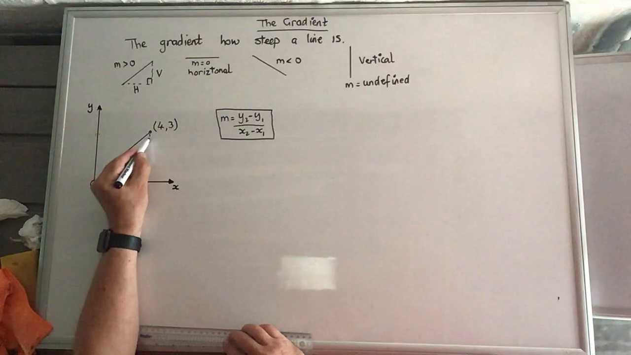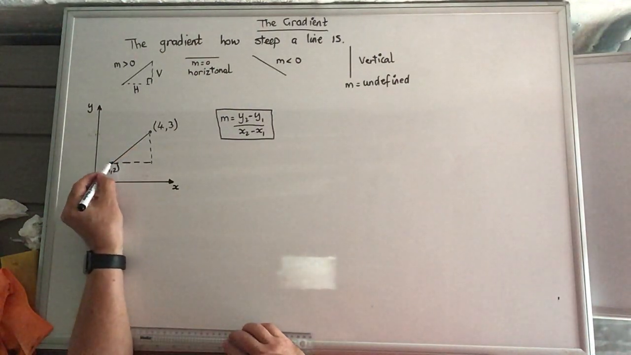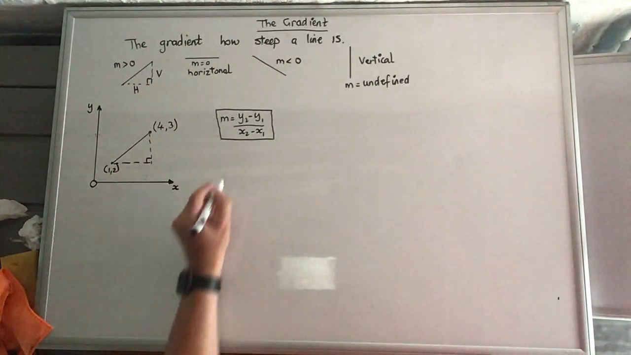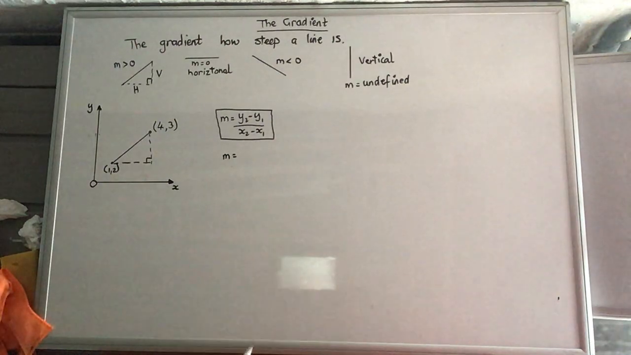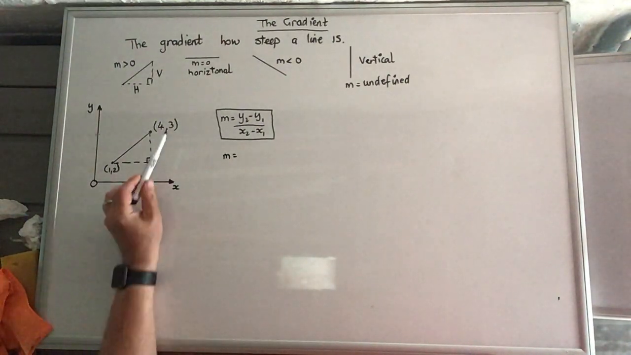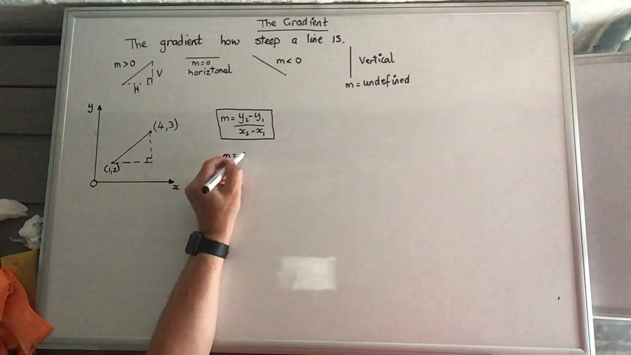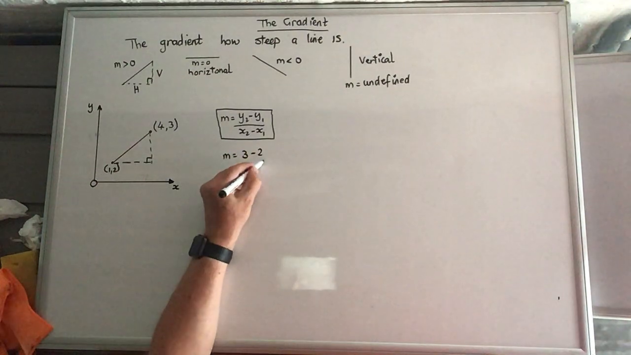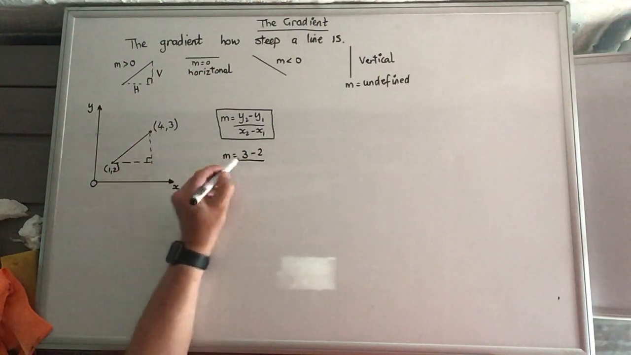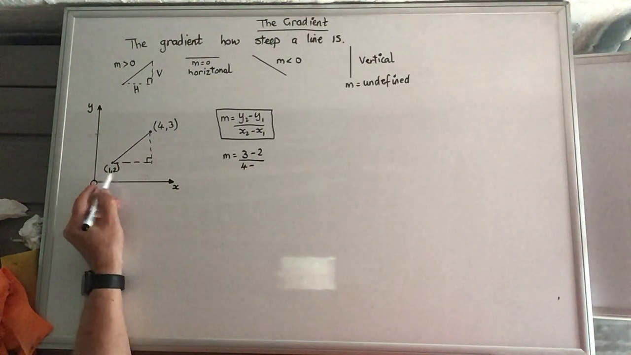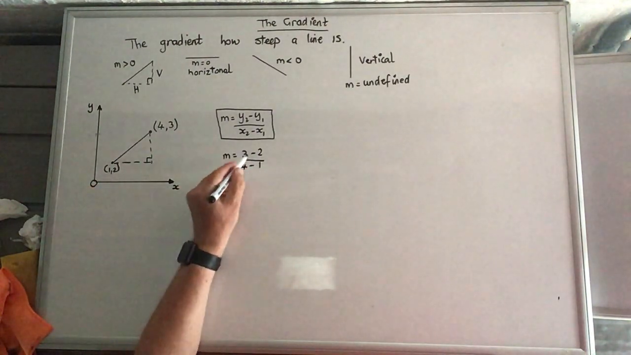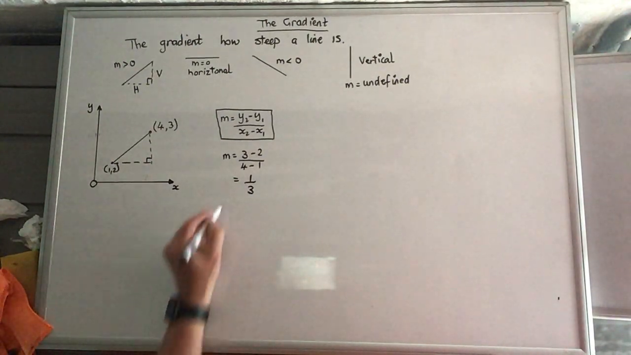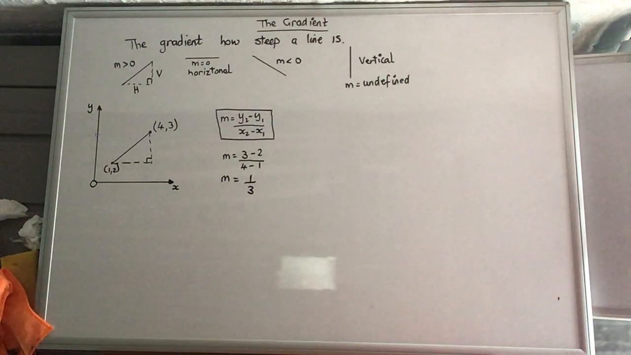So in a right angle triangle, just roughly, and we work out the gradient. So m is equal to y2, the y coordinate, so that'll be 3 minus y1, which is 2, all over x2, which is 4, minus x1, which is 1. So that gives me 3 take away 2 is 1, 4 take away 1 is 3, a third. So the gradient for that line is 1/3.